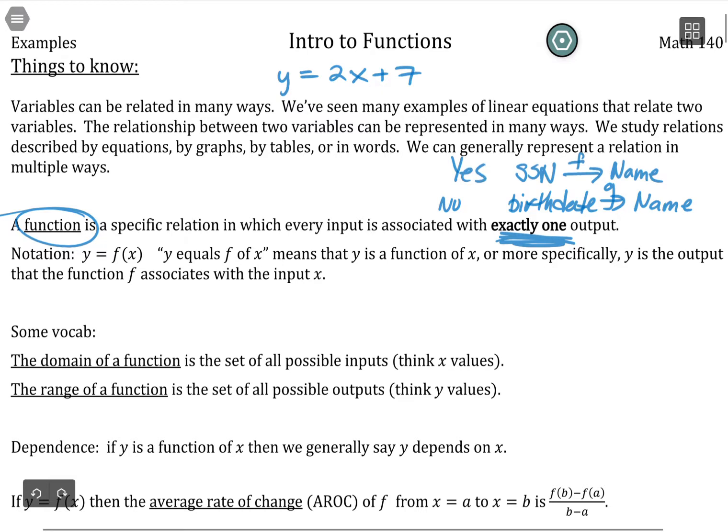That's not to say that the birth date to name is no good. It's perfectly good. It's just not a function. Okay, let me think what else. Order here. Notation. I don't think I'm quite ready for notation. I think I want to talk about how exactly one output would work with words. We can also do this looking at graphs, which is a particularly interesting one.